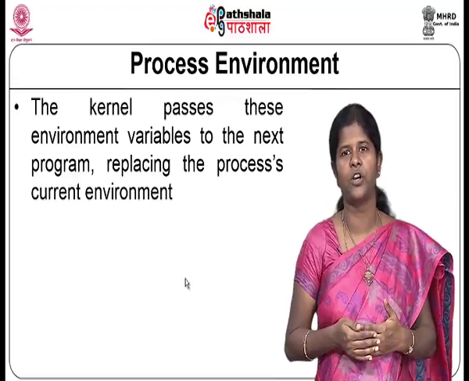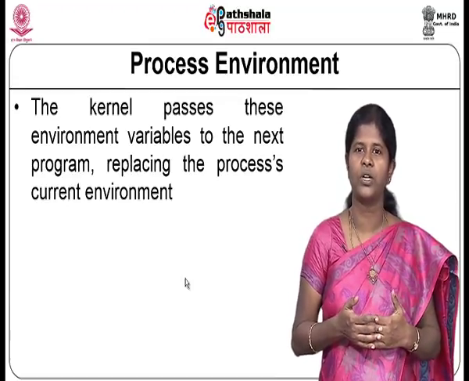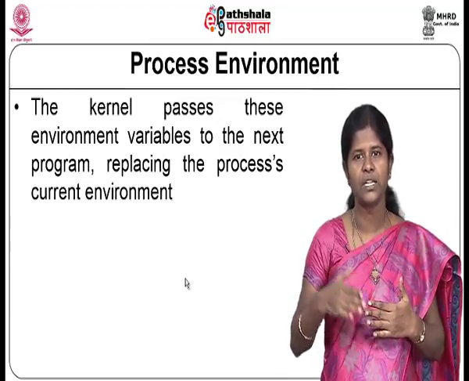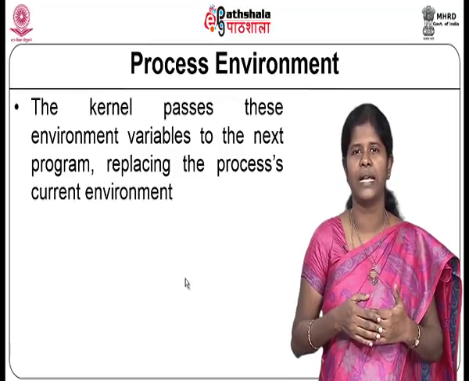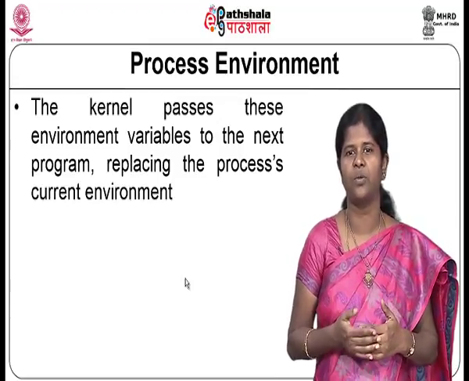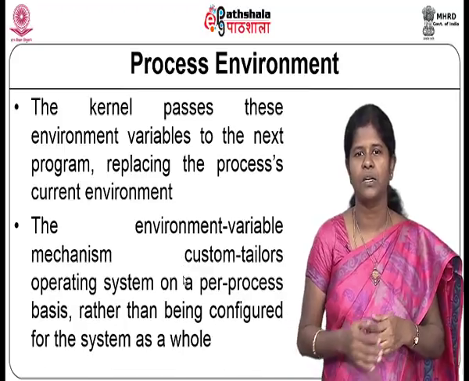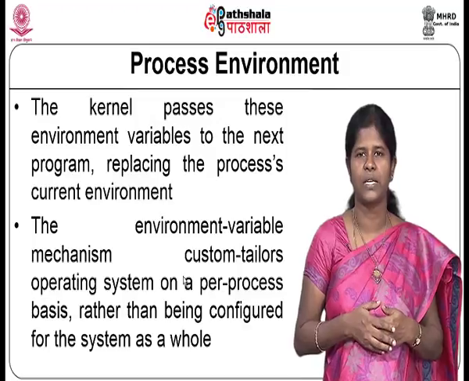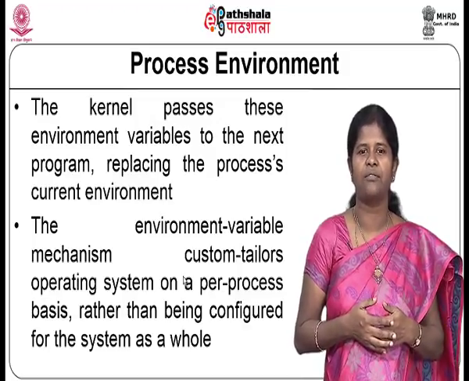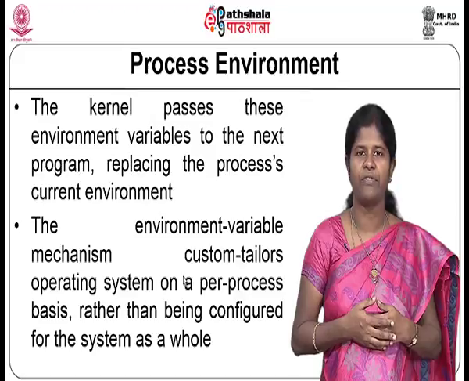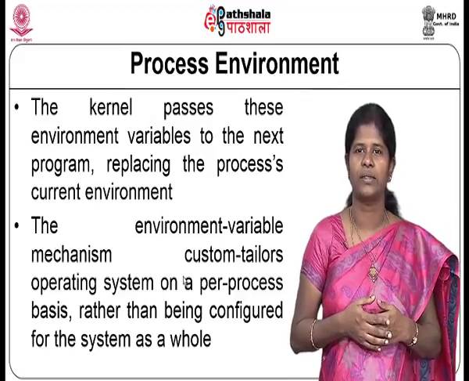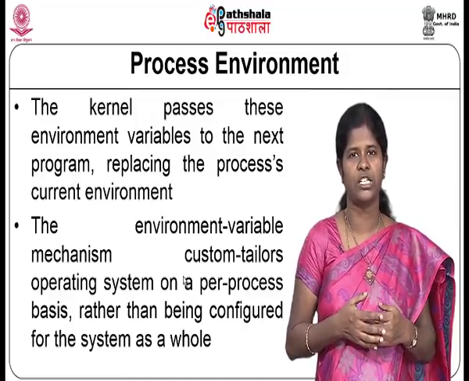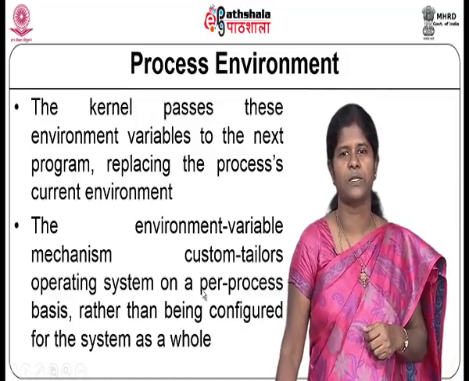So, when you create a new process using fork, the new process will inherit the environment from the parent process, and thereafter if it needs a new environment, it needs to call exec, which will be used to set the new environment. The environment variable mechanism custom tailors the operating system on a per process basis rather than being configured for the system as a whole. So, each and every process can define its own set of environment variables, or change its own set of environment variables.